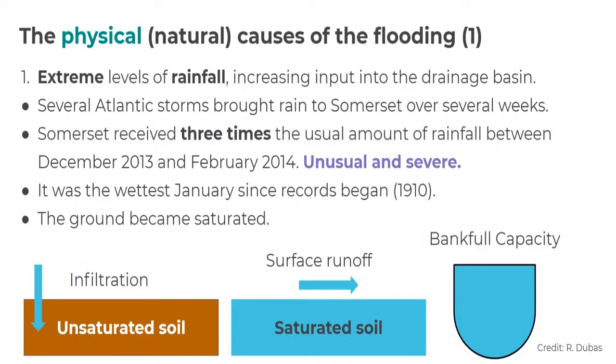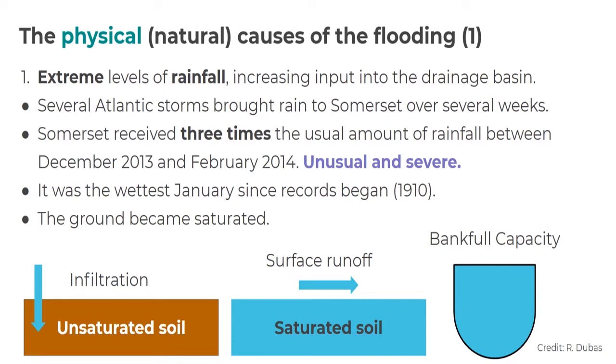The first physical cause of the flooding is linked to extreme levels of rainfall, increasing input into the drainage basin, and this is linked to the extreme weather experienced during this time frame. Several Atlantic storms brought rain to Somerset over several weeks. Somerset received 3 times the usual amount of rainfall between December 2013 and February 2014. This was unusual and severe, which highlights why this was classed as an extreme weather event. It was the wettest January since records began in 1910.